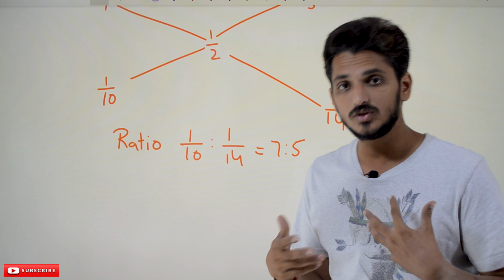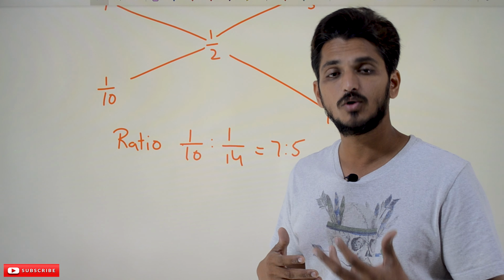So this is how they are going to ask alligation and mixture examples. Hope you understand these examples.